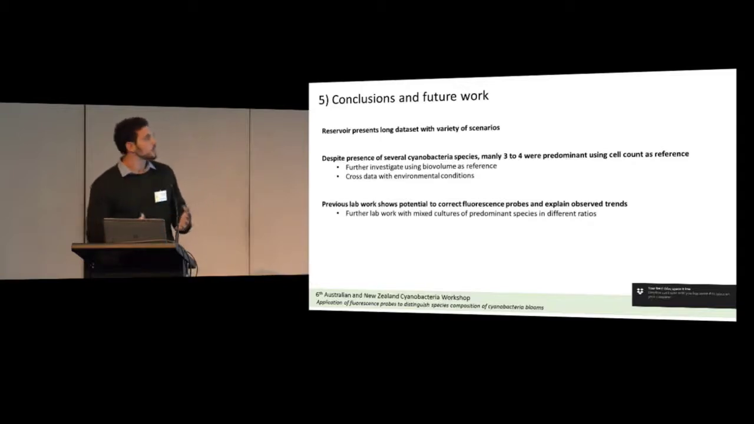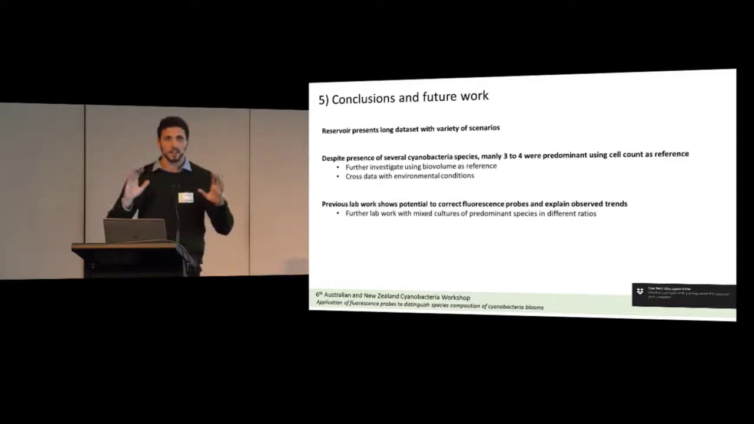So just to wrap it up, the presentation has a lot of information that is not really tied together, but we can see that the data set has a variety of scenarios, and from that we believe that we can retrieve some interesting results through data analysis. We have already found that despite the presence of several cyanobacteria species, only 3 to 4, while using cell count as reference, were predominant, which is good for us in this case, and shows a simple case for studying to apply this bold technique.